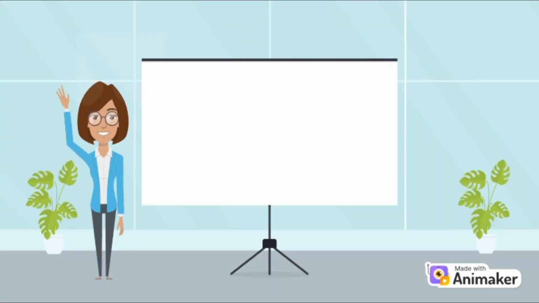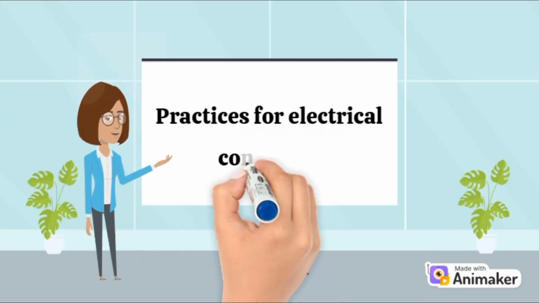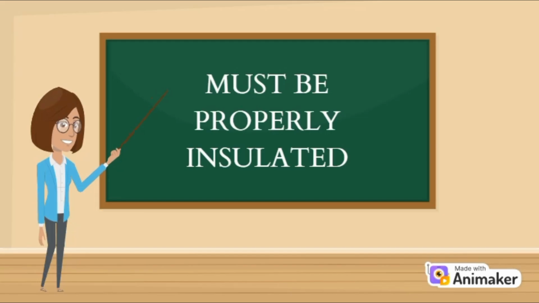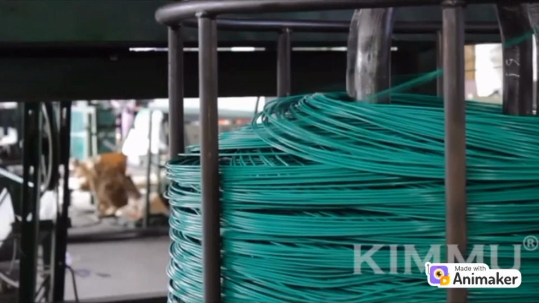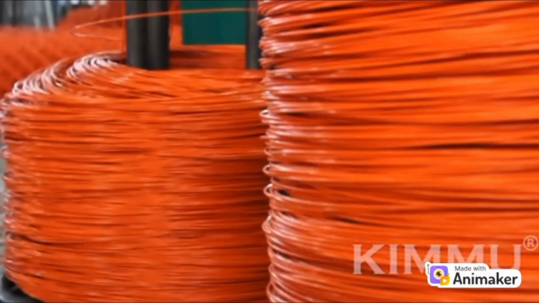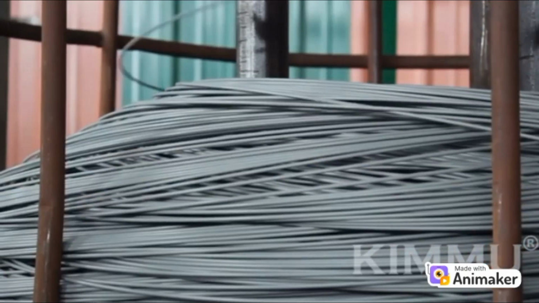Now let's talk about practices for electrical conductor. Let's go. The first practice is the electrical conductor must be properly insulated. PVC or polyvinyl chloride is commonly used as an insulator due to its durability and flexibility.